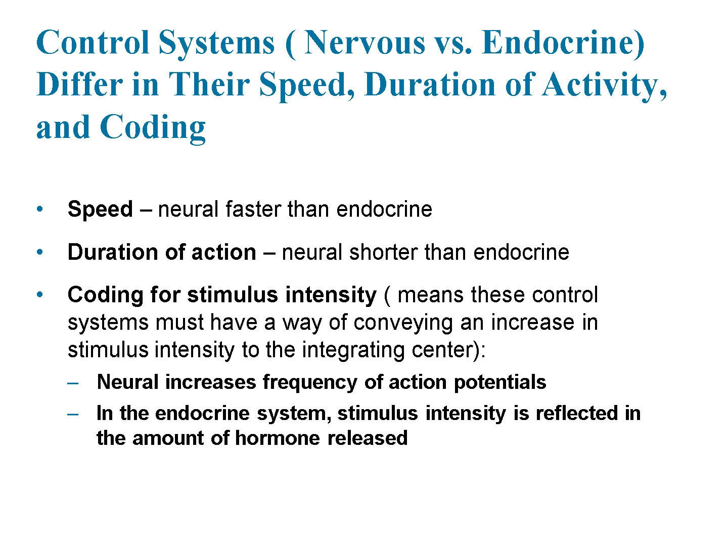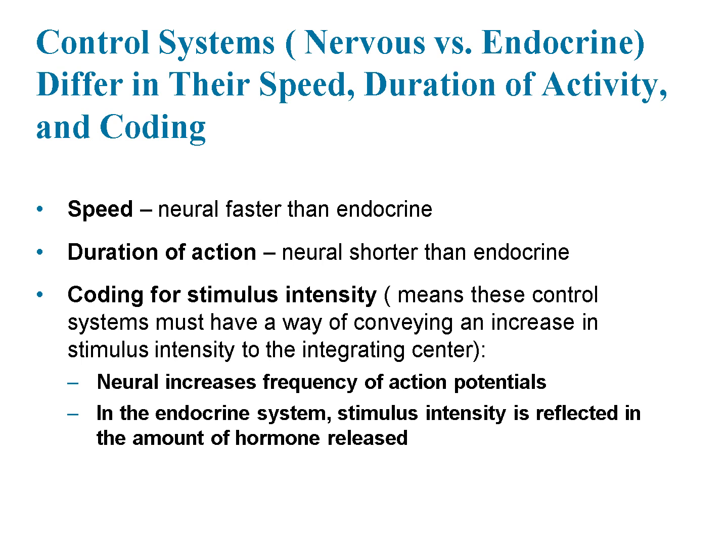The nervous and endocrine systems are the body's primary control systems, but they differ in how they regulate and respond to stimuli. Let's explore these differences across speed, duration of action, and how they code stimulus intensity. The nervous system is much faster than the endocrine system. Neural signals, transmitted through action potentials along neurons, can reach their targets in milliseconds. The endocrine system, on the other hand, relies on hormones traveling through the bloodstream, which takes more time to initiate a response.